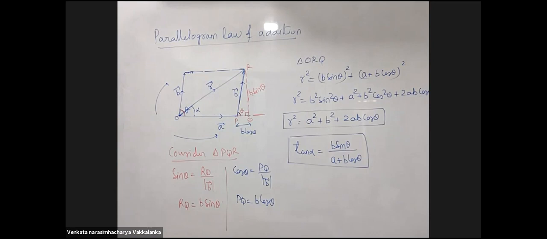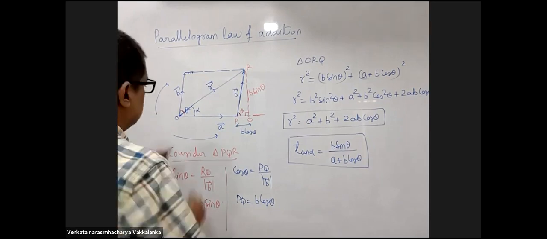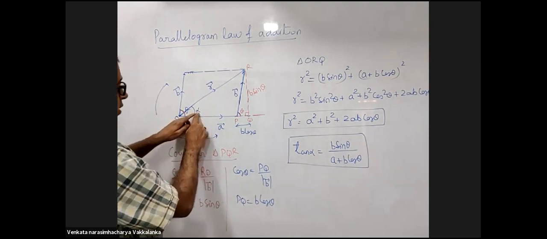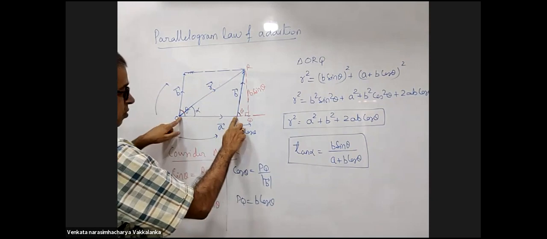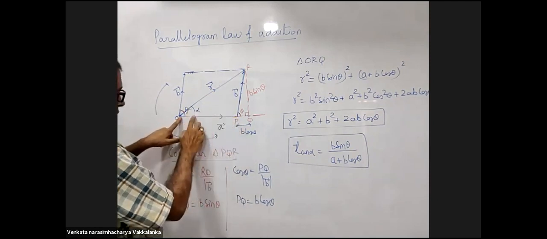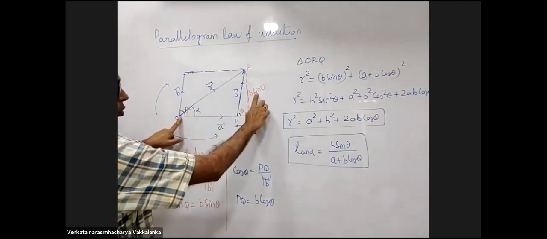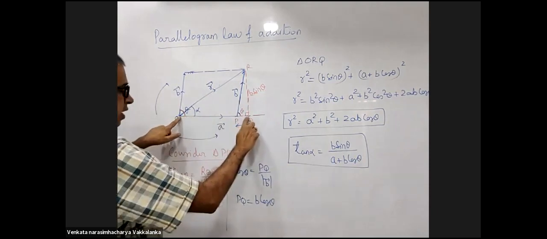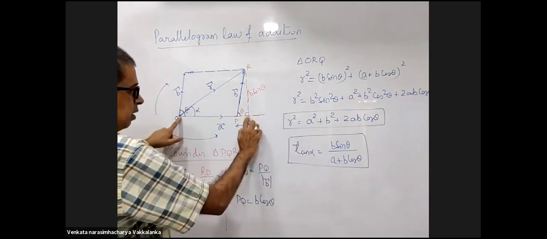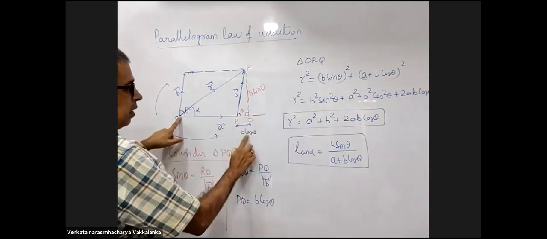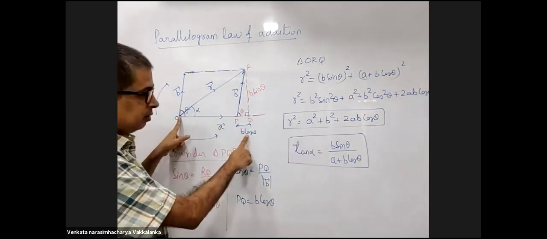Sir, could you explain that last part again? Tan theta is equal to b sin theta. Sin alpha, not theta. Alpha is the angle which the resultant makes with the first vector. So tan alpha will be opposite side by adjacent side. Opposite side is b sin theta. Adjacent side is a plus b cos theta. Yes.